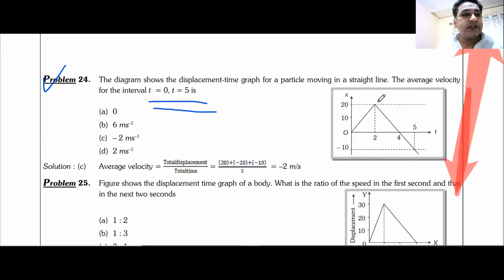From 0 to 20, the particle is going in a straight line, and then from 20 to minus 10, it is going down. Just see this, and I'll come back and restart this one. Okay, so note down the question and we'll be solving it now.